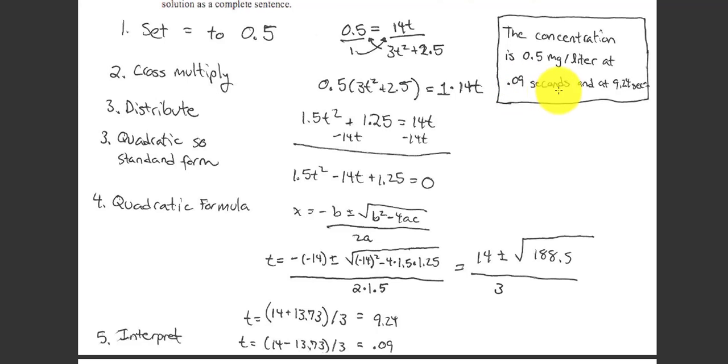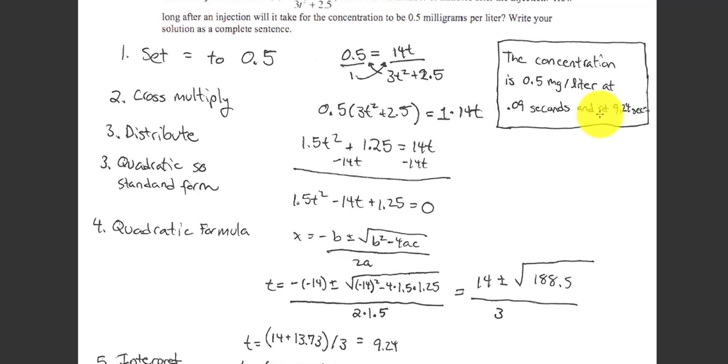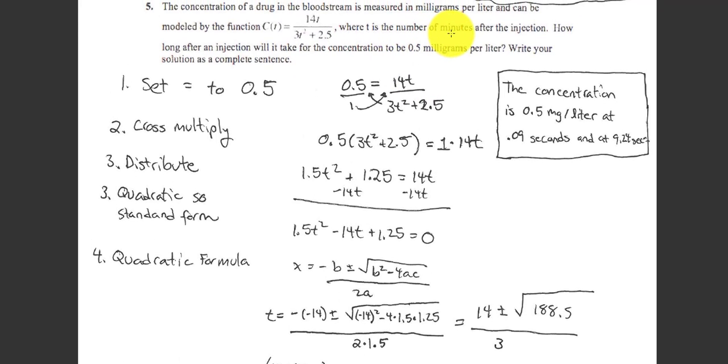And actually, this says seconds. This should really read time. There's an error on this lab, right? Because remember, it says t is the number of minutes after the injection. So t should be 0.09 minutes and 9.24 minutes, not seconds, okay?